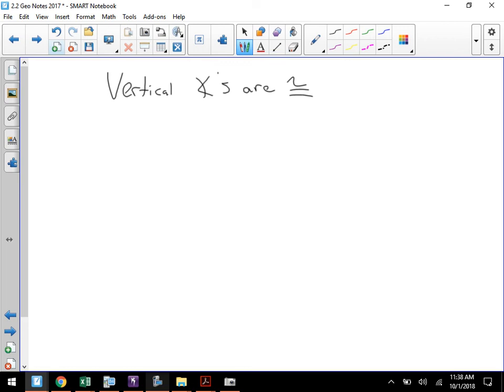Vertical angles are congruent. That's a statement, isn't it? I want to turn that into a conditional statement, which means I want to turn that into an if-then statement. How do I change vertical angles are congruent into something that is an if-then form? What would it look like? What would it sound like, guys? If angles are vertical, then they are congruent. True or false?